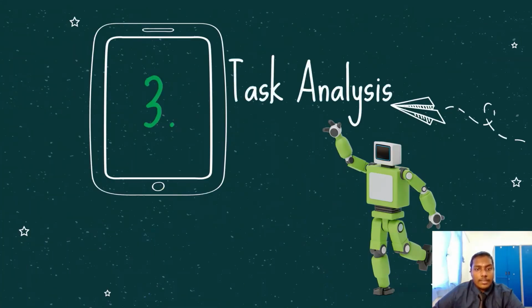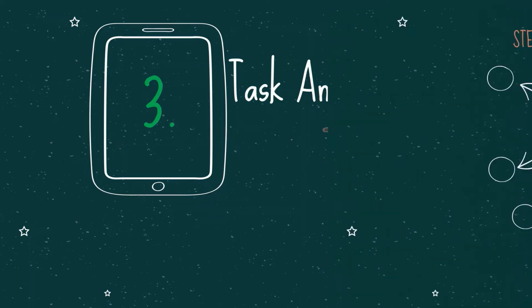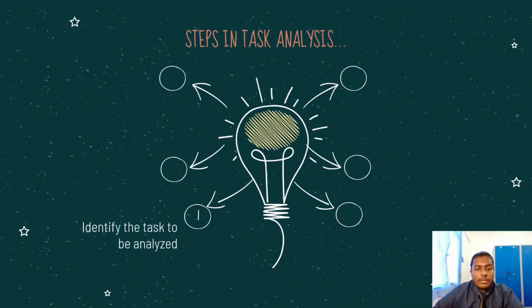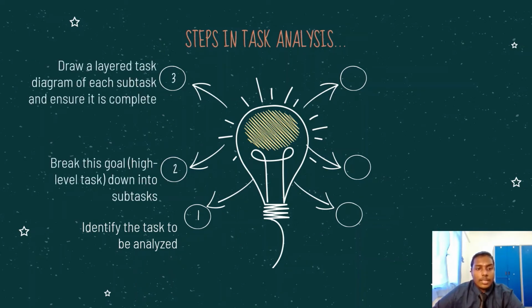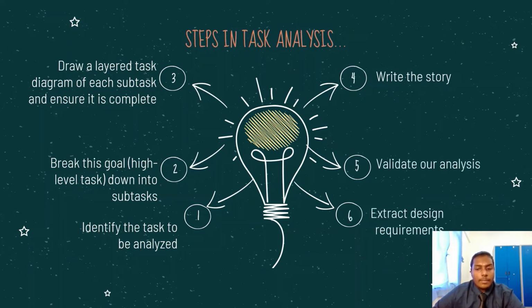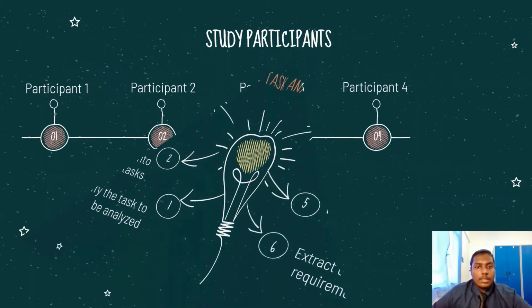Number 3 is task analysis. Task analysis is a crucial step in creating a satisfying user experience. There are 6 steps in task analysis. Number 1 is identify task to be analyzed. Number 2, break down this goal into the subtask. Number 3, draw a layered task diagram. Number 4, write the story. Number 5, validate our analysis. And number 6, extract the design requirements.